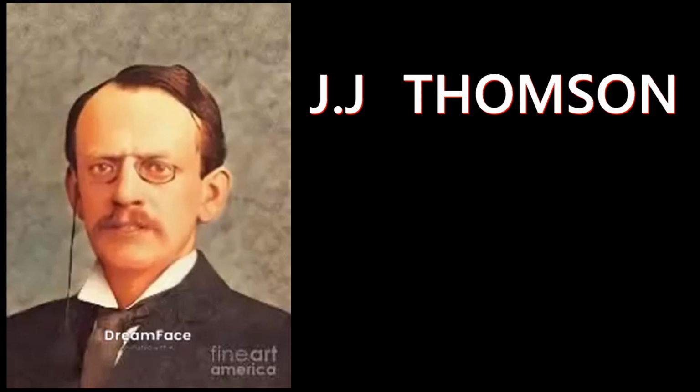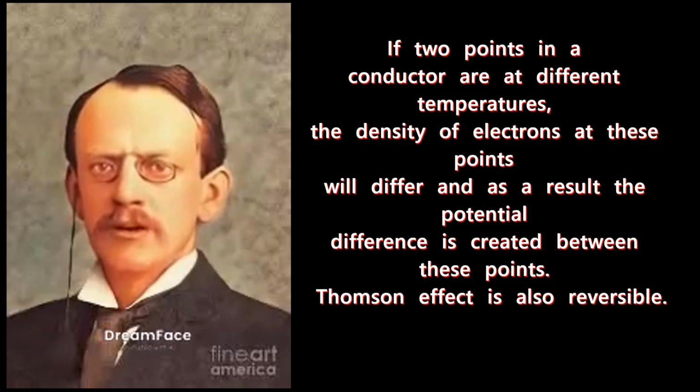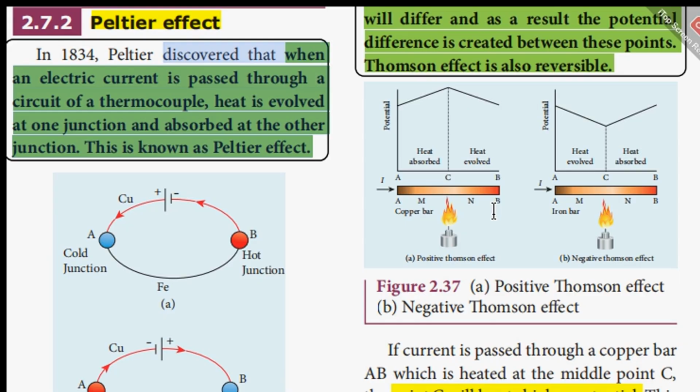I'm J.J. Thomson. I now tell you about the Thomson effect. I discovered that if two points in a conductor are at different temperatures, the density of electrons at these points will differ, and as a result, a potential difference is created between these points. The Thomson effect is also reversible. There are two types of materials available, which exhibit the positive Thomson effect and the negative Thomson effect.